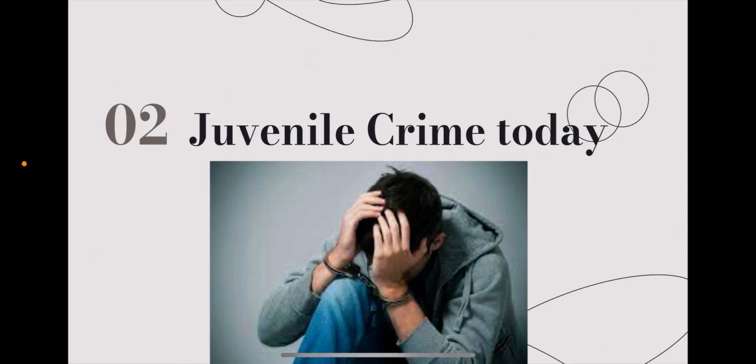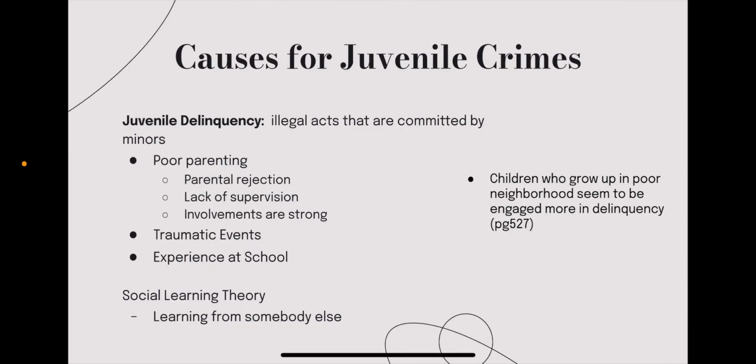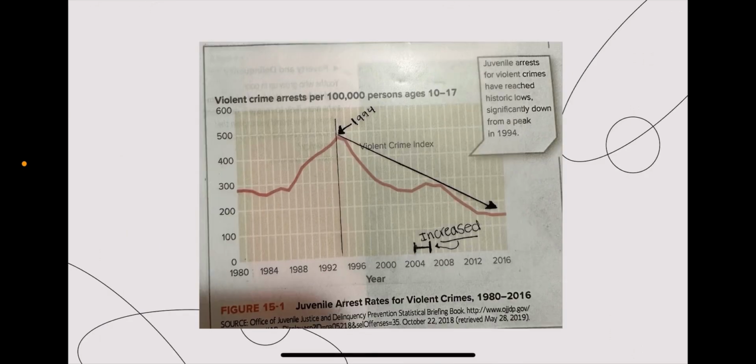Juvenile crime today can be based on many factors. Based on the reading, they believe that it is based on poor parenting, traumatic events, experiences in their lives, both neighborhoods and school-wise. A few chapters back, we were able to learn about the different types of theories that can cause crime. Juveniles can mainly be influenced by the social learning theory, meaning if their friends do it, why not them also?